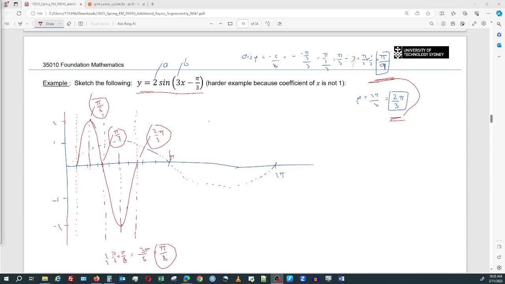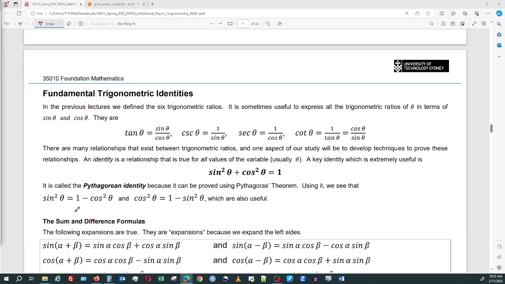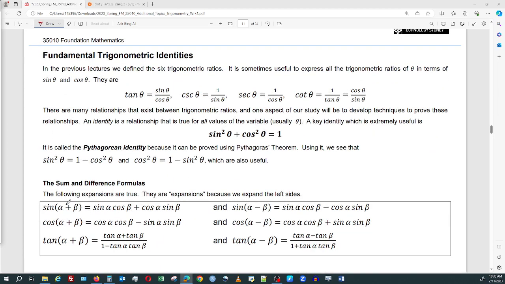Okay, welcome back. We'll have a look at the next component. And so we're looking at trig identities. Now, trig identities exist, and I've done this quite a bit in the white sheet.